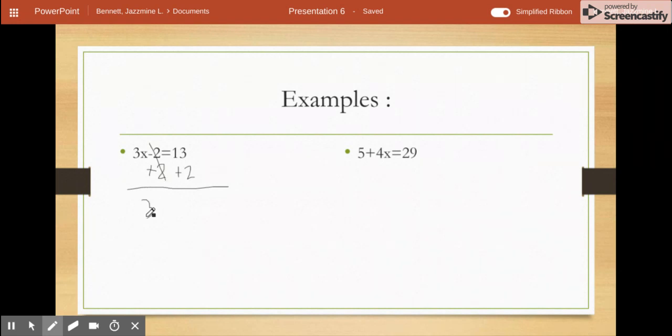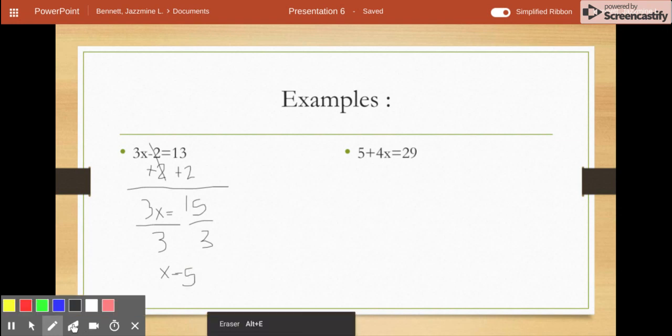So you're going to be left with 3x equals 15. The next step, we're going to focus on the number with the variable, and we're going to use the opposite of multiplication or division. Since we have 3x, that's basically like saying 3 times x. So we're going to do the opposite of that, which is divide by 3. And you should be left with x equals 5.